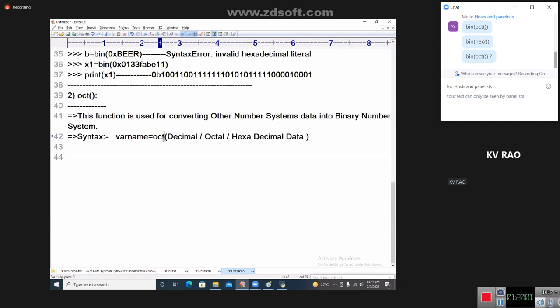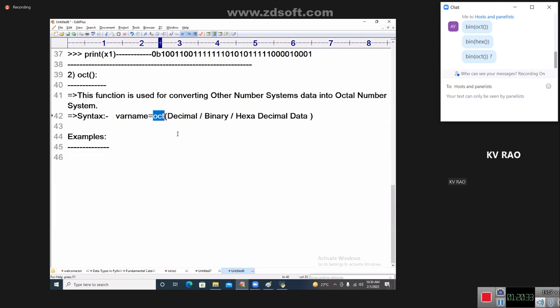Fine, go to that. Oct function is used for converting other number systems' data into octal number system data. So OCT of decimal. Okay, next I will write what? Binary. Very good. And one more is hexadecimal data. Excellent. Examples I will go for. What are the examples you look at?